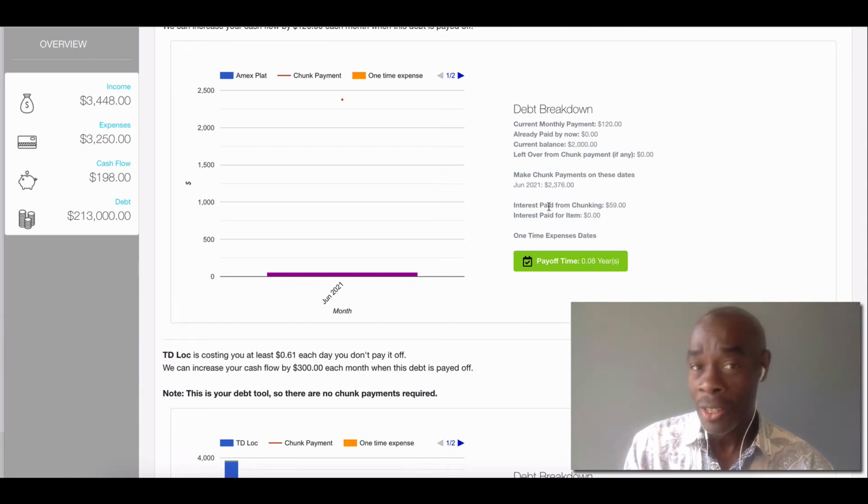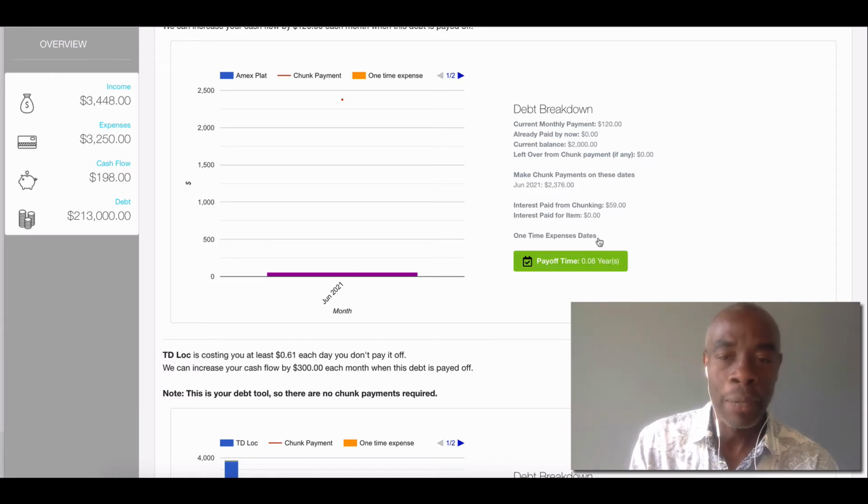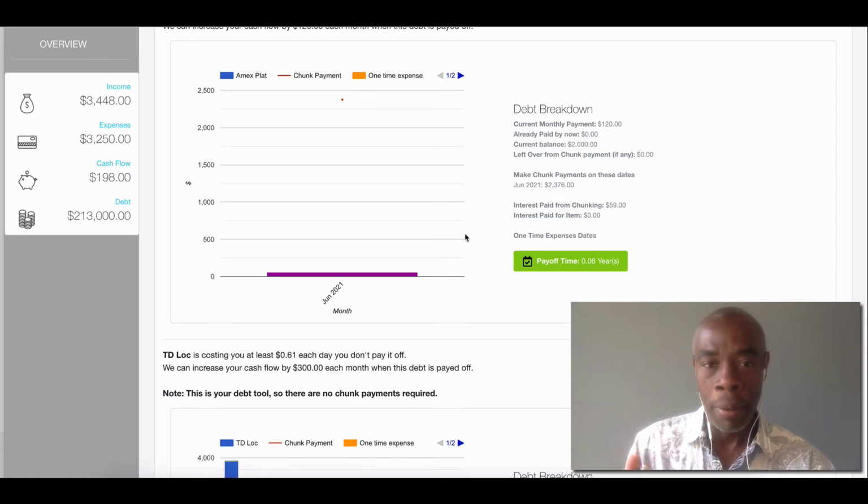Now it also calculates the interest. Here's the interest you're going to pay from chunking. Here's what you're going to pay on that line of credit for this chunk amount. So in about 0.088 years, so pretty much in about a month, you're going to pay off this Amex. Actually, less than a month, you're going to pay off this Amex.